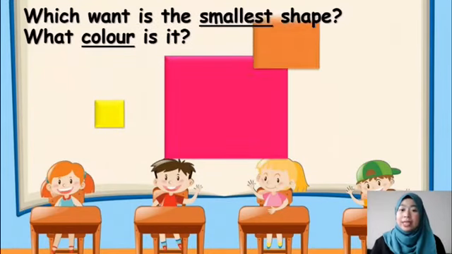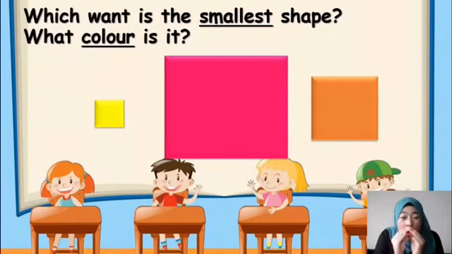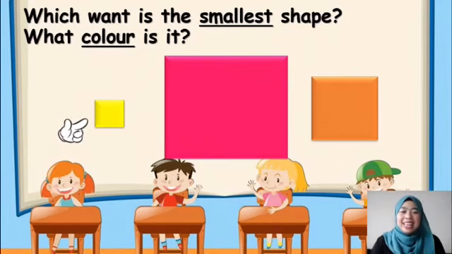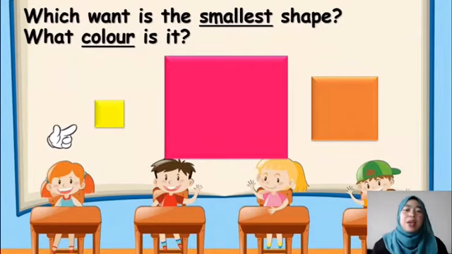Which one is the smallest shape? Which one is the smaller shape? And what color is it? Which one, children? Can you tell me which one? And what is the color? Yes, this is the yellow square. Okay, that is the smallest shape. Well done, children.